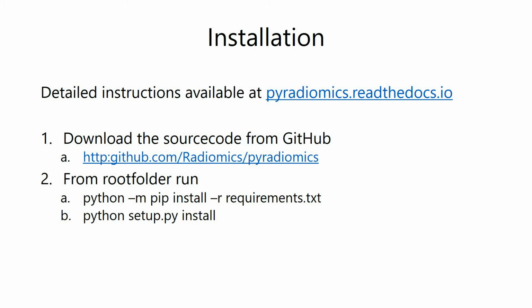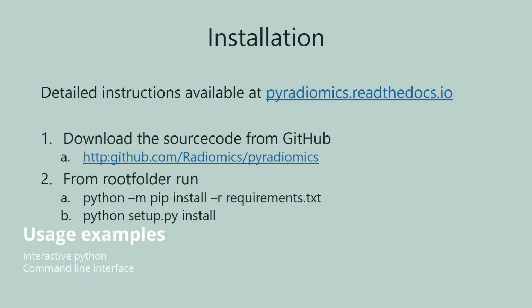Detailed installation instructions are available at the address shown here. To install PyRadiomics, first download the source code from GitHub. Then, from the root folder of PyRadiomics, run the following two commands in a command line window. The first command, python -m pip install -r requirements.txt, installs all the third-party packages needed to run PyRadiomics. The second line, python setup.py install, installs the actual package and makes PyRadiomics available throughout your system.